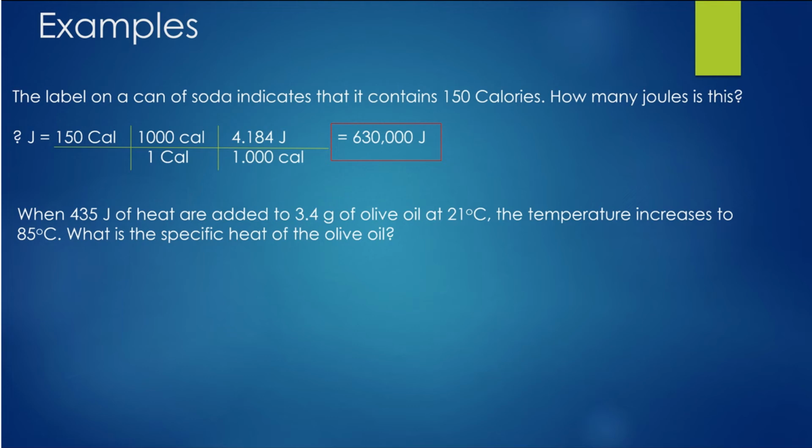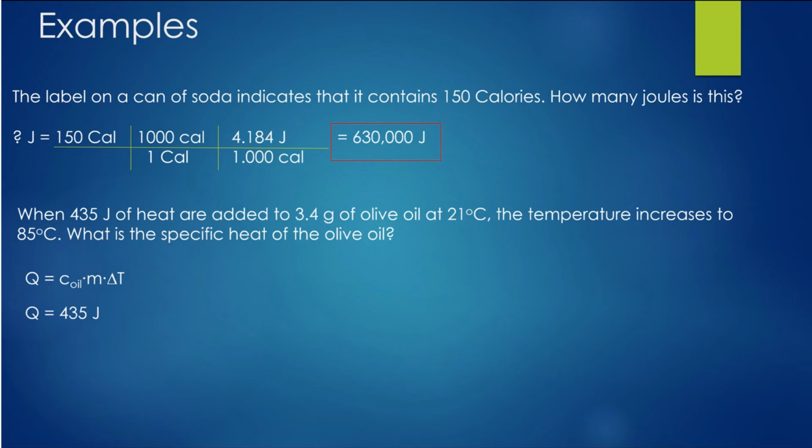All right, let's take a look at a specific heat type of problem. When 435 joules of heat, that's an energy, are added to 3.4 grams of olive oil at 21 degrees Celsius, the temperature increases to 85 degrees Celsius. And they ask, what is the specific heat of the olive oil? Well, Q, energy, is equal to our specific heat of oil times our mass of oil times our change of temperature of oil.